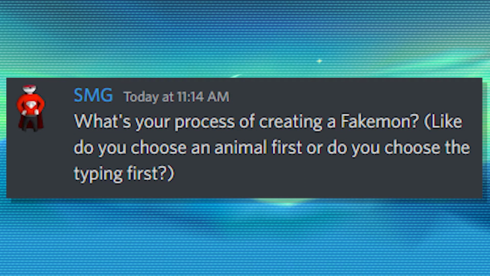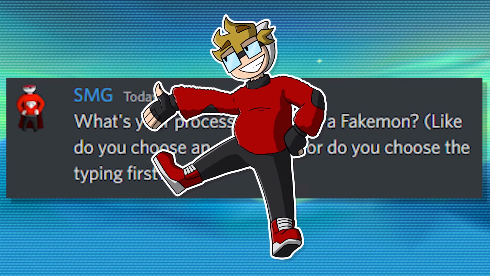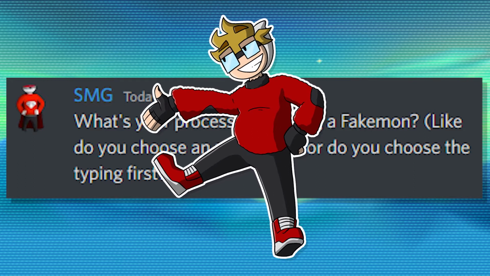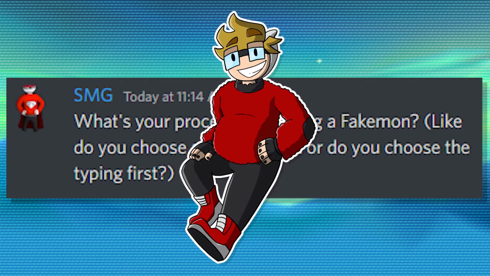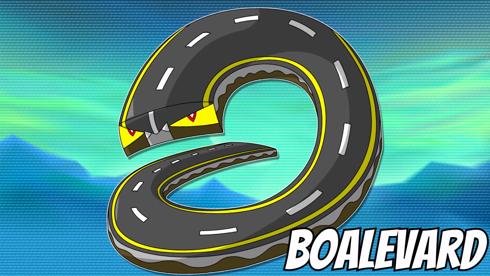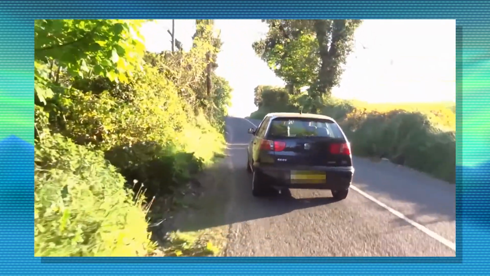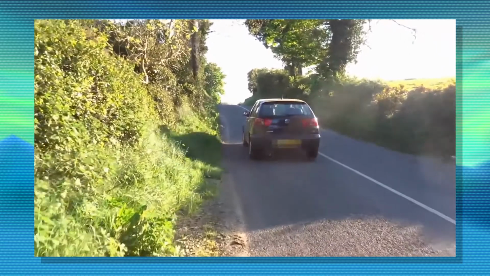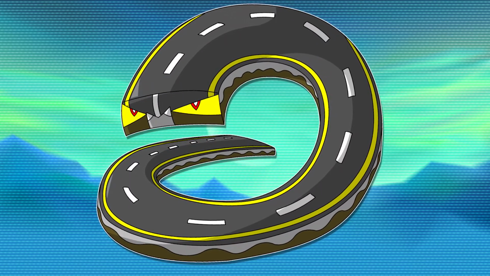What's your process of creating a Fakemon? Like, do you choose an animal first, or do you choose the typing first? I wouldn't say there's one definitive way. Sometimes you discover something new, an interesting fact or a myth, then think of a way to marry that into an existing being, resulting in a Pokemon. For instance, an old Fakemon I made, Boulevard, is a literal interpretation of a road snake, but also based off of gravity hills. Certain roads in Ireland where cars, when stopped, will seemingly roll uphill. Snakes are predators, so I turned this whimsical occurrence into something much more sinister.